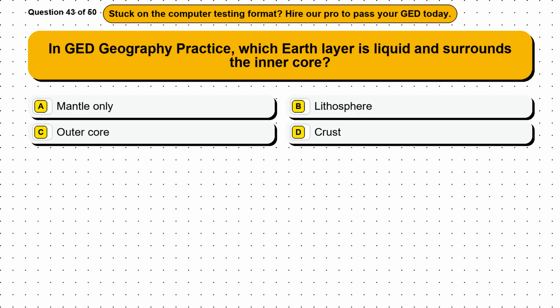Question 43. In GED Geography Practice, which earth layer is liquid and surrounds the inner core? Option A, mantle only. Option B, lithosphere. Option C, outer core. Option D, crust.